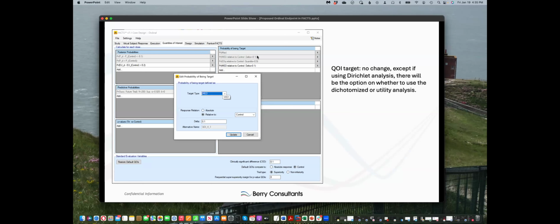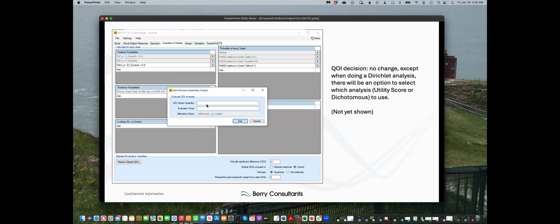The probability of being the target, this is the same. You'll be able to specify the probability of having the maximum response, or being the minimum effective dose, or having the ED90 based on your selected Bayesian analysis. And of course, if it's Dirichlet, then you will have a choice, again, not shown here yet. There'll be the option as to whether you're using the utility analysis or the dichotomized analysis to select what is the maximum or the minimum efficacious, or the ED90.